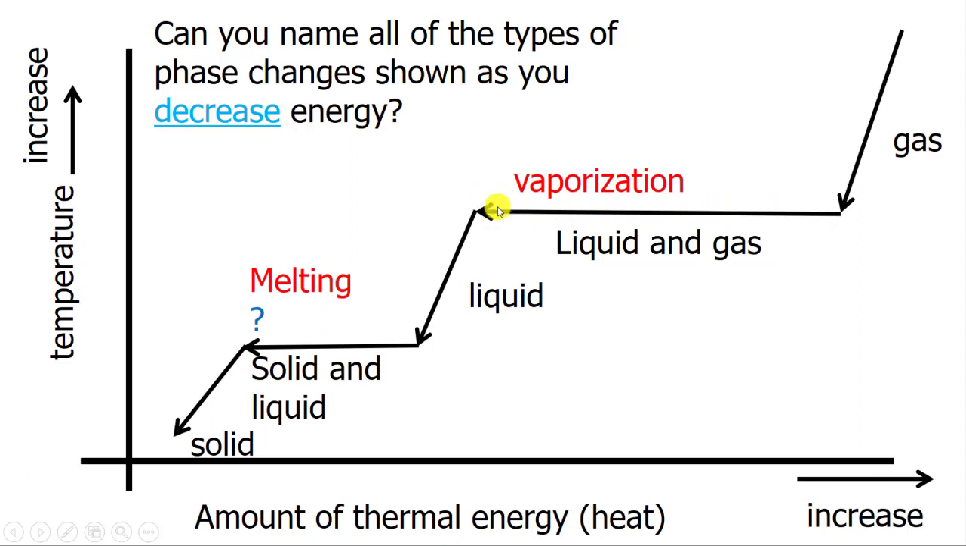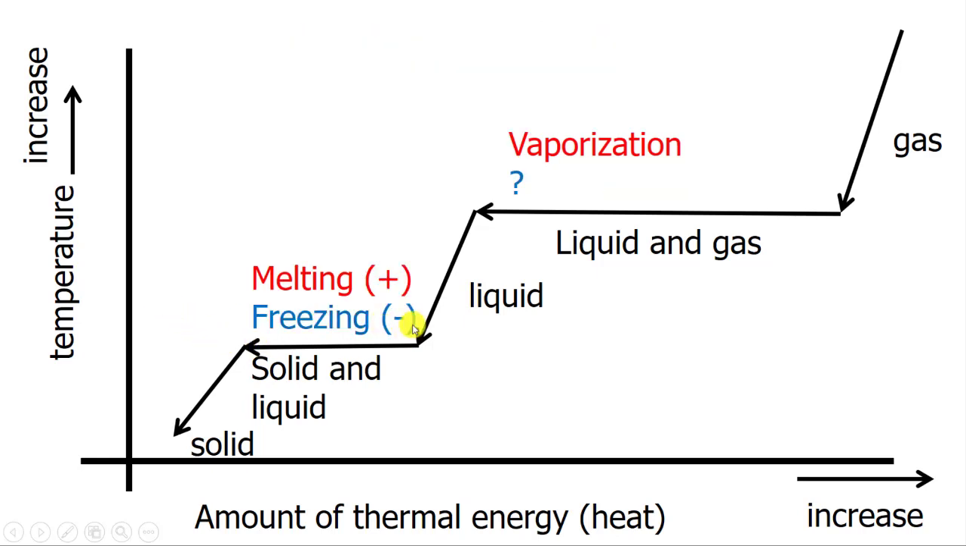What is that called here? And then if we go down from liquid to solid, mixing solid and liquid, and then we go back down here all solid. So here's the first one. So going from liquid to solid, that is called freezing. Ta-da! Notice I have the plus here. That means I'm adding thermal energy. That's melting. If I'm taking away thermal energy, that's going to be freezing.